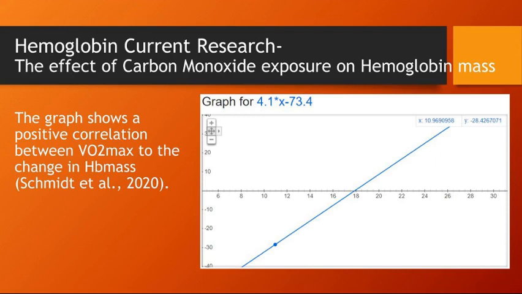The conclusion of the study was that it showed that continuous exposure to low-dose CO increased the HB mass and VO2 max by erythropoietic processes, which is the production of red blood cells from erythropoietic stem cells involving differentiation and gene expression.